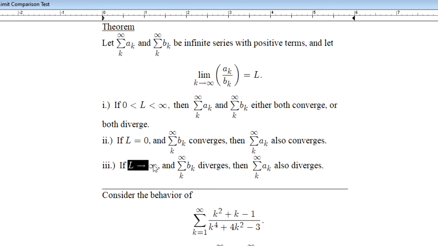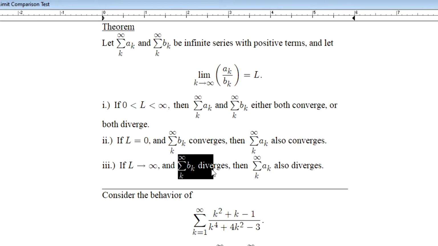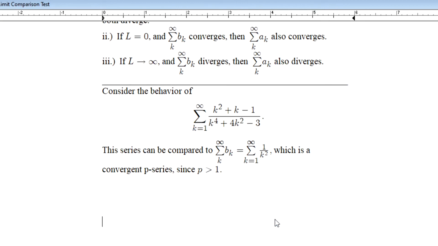If it so happens that we calculate this value of L and it's an infinite limit, it heads to infinity, then we are really going to have an inconclusive result. Since b sub k does not diverge, it converges, we're not really going to be able to say much about a sub k if that occurs. So let's take a look at what the value of L is.